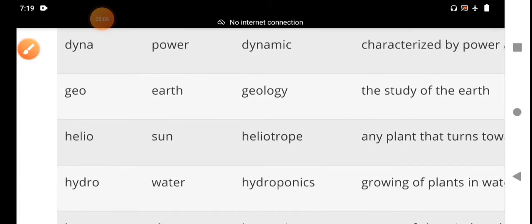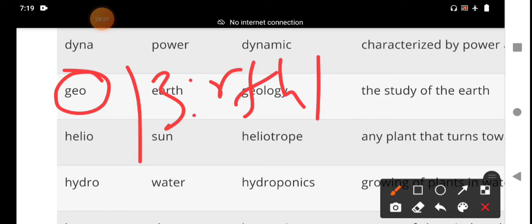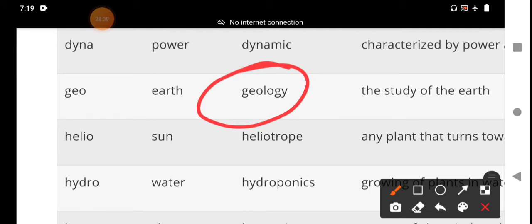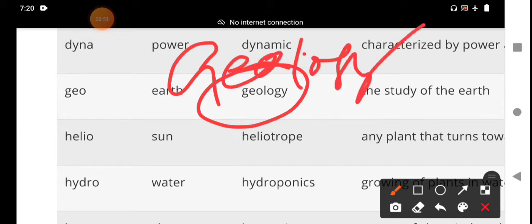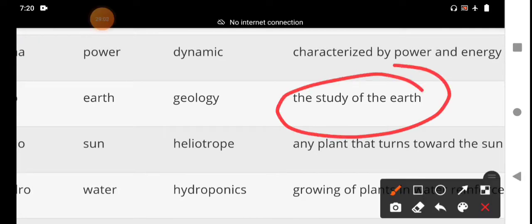And then we move on to the next root word, geo. Geo means earth. Usually, the main word is geology, one of the major subjects. The subject should be taught with spelling rules, with capitalization. Every subject should start with a capital letter. Geology. Geo means earth, ology means study. The meaning of geology is the study of the earth.